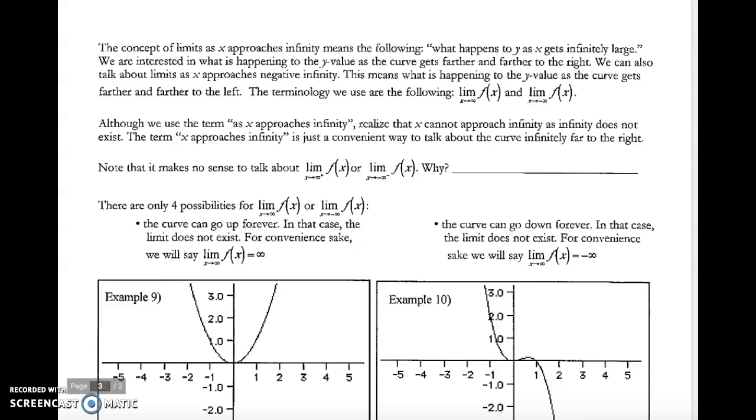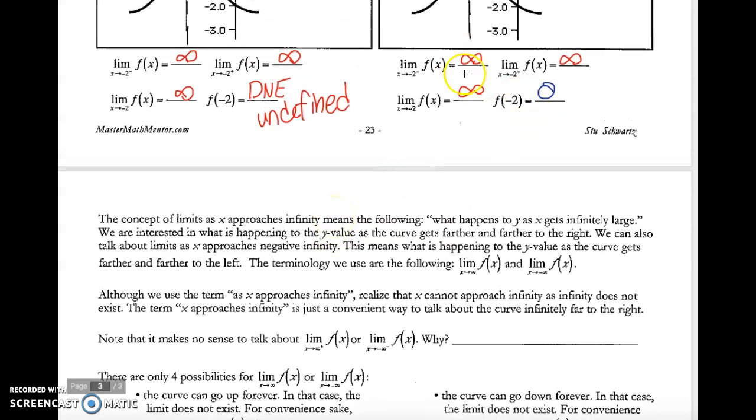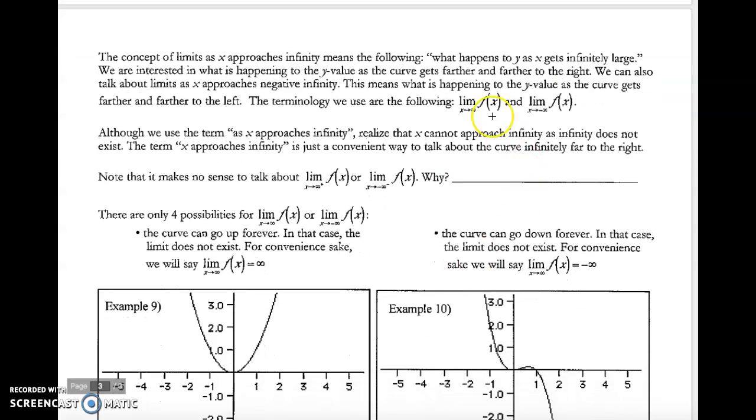So now what we're going to look at is limits as x approaches infinity. So far, some of our answers have been infinity, but we haven't looked at x approaching infinity. Basically, it's what's happening to your y value, or your function, as x gets infinitely large or infinitely negative. So as the curve gets farther and farther to the right, or farther and farther to the left. The terminology, or the way that you write it, is just like that.